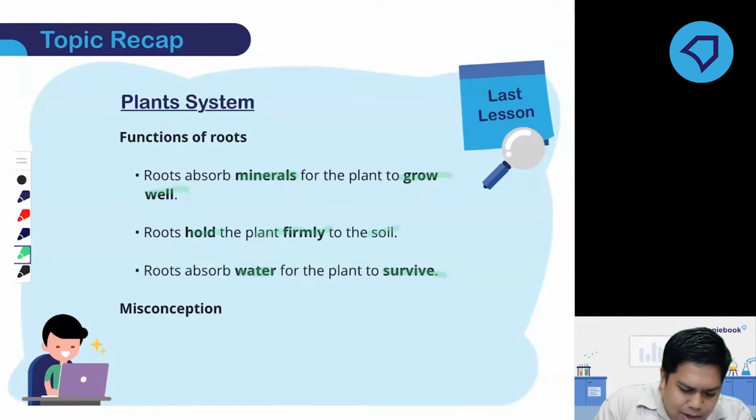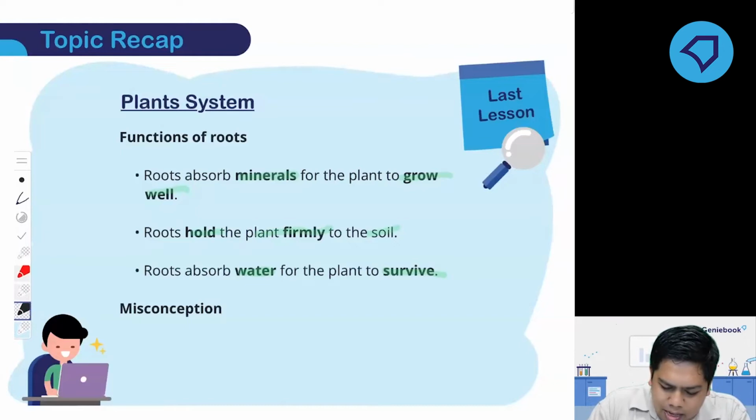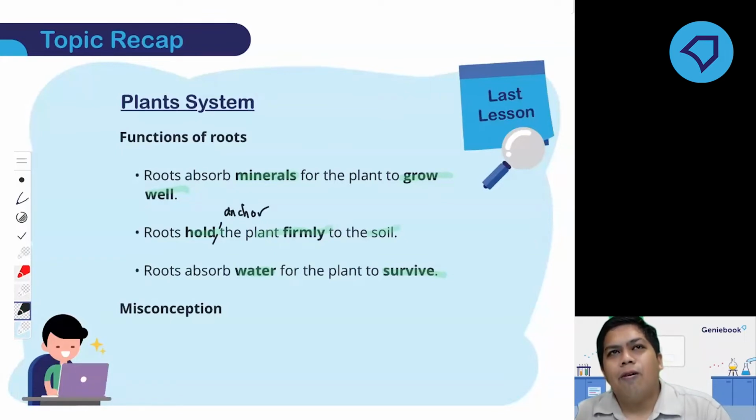If you want in your notes, you can add on the word anchor instead of just hold the plant firmly. You can also say anchor the plant firmly to the soil. That term will really mean that it is very firm and very strong so that the plant doesn't topple easily.